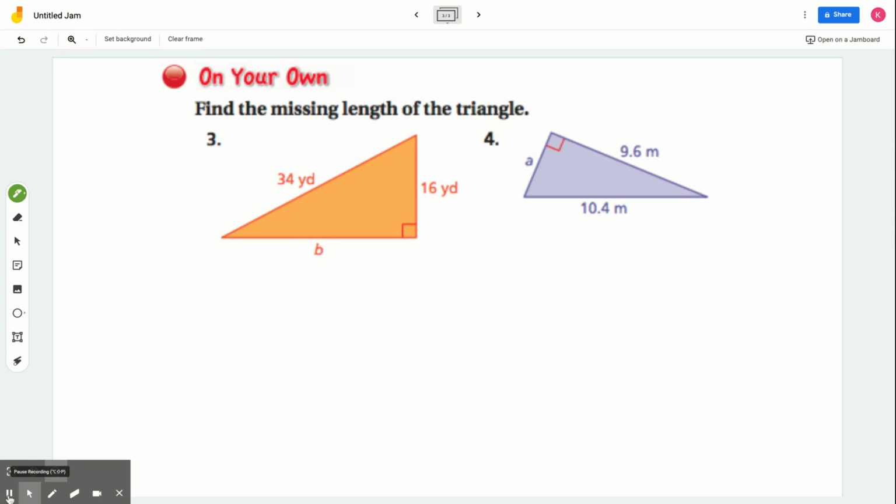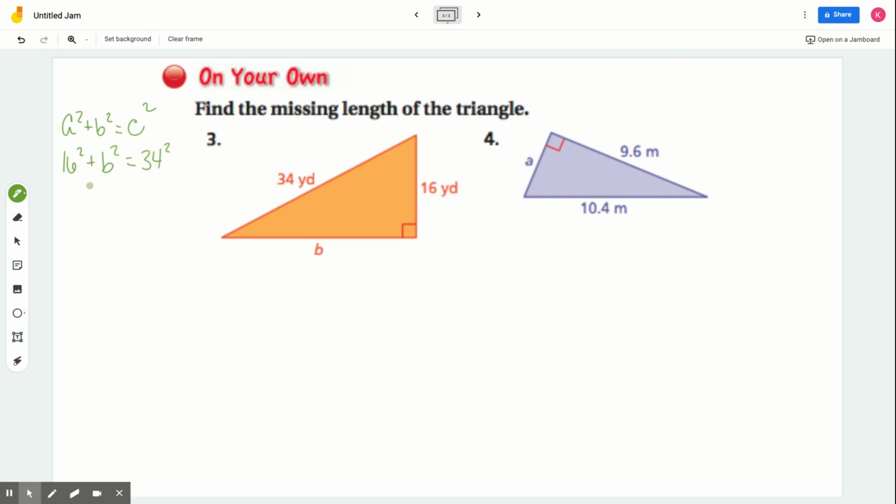As you can see here in numbers 3 and 4, we are now missing a leg. We're missing either side A or side B, and we've been given the hypotenuse, or side C. So we're going to continue with the formula a squared plus b squared equals c squared and plug in the information we know. So we know that A is 16. We are missing side B, and we know that C is 34.